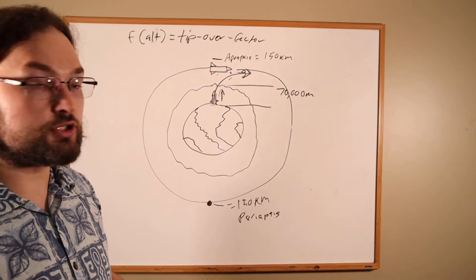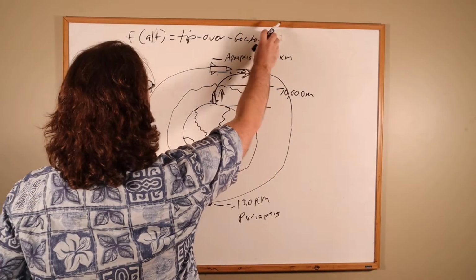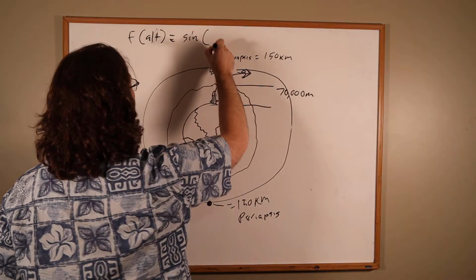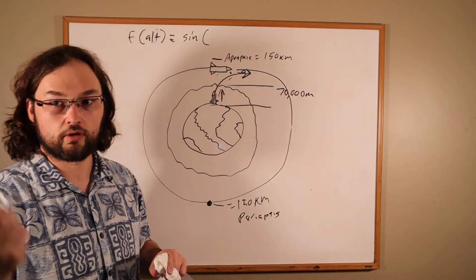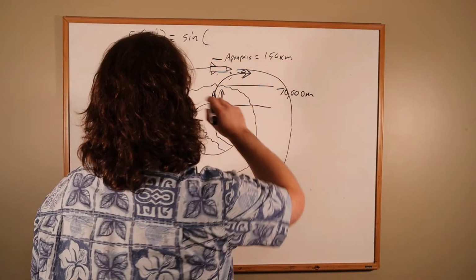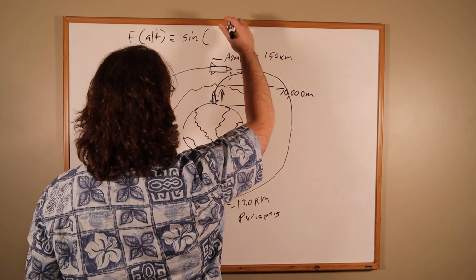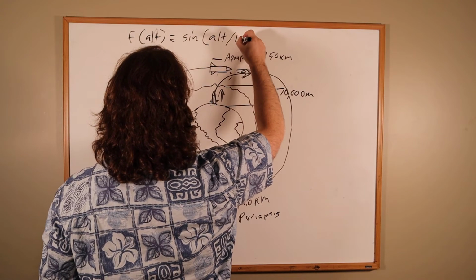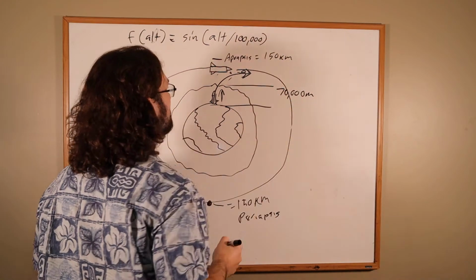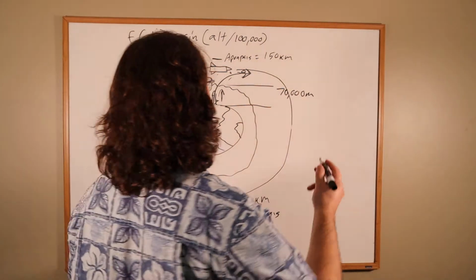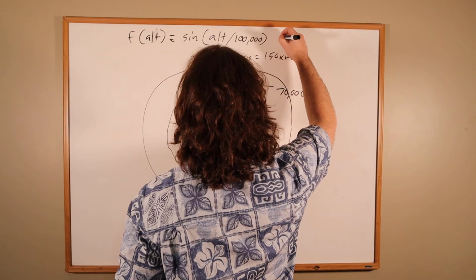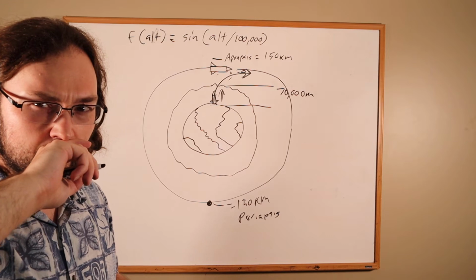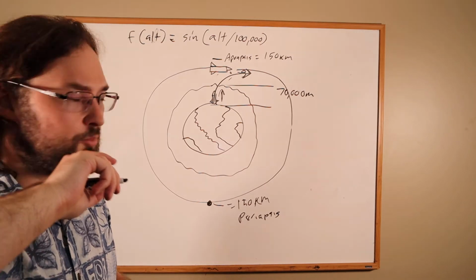One really simple solution here would be to make this function be, I can never remember whether I want sine or cosine. I'm not going to look it up. If I'm getting my sine and cosine backwards, people who actually know math, let me know. But if we make this be alt over 100,000, then if I got my sine and cosine correct, then, wait, am I backwards? Do I want arc sine here? Probably.